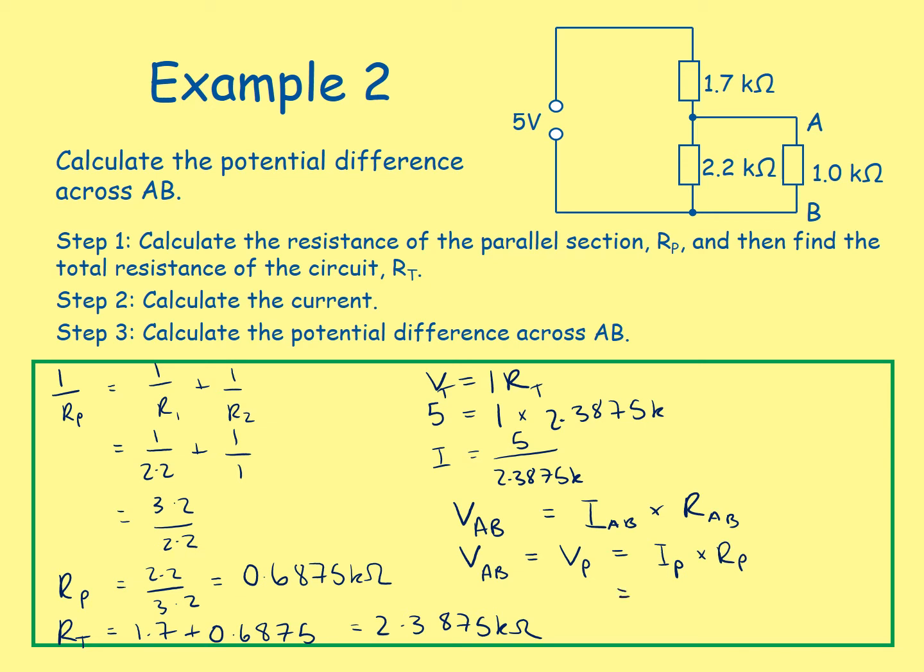So our current in parallel, we've got the 5 over 2.3875k multiplied by our resistance in parallel, that was 0.6875k. And our final value is 1.4 volts from that. And remember, this is actually equal to our voltage across the 2.2 kilo ohm resistor as well.